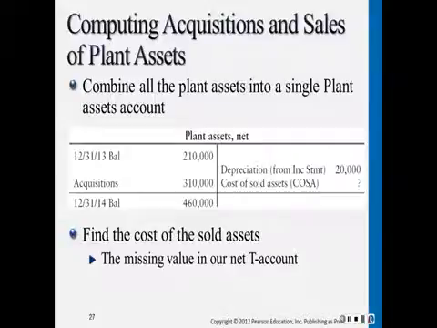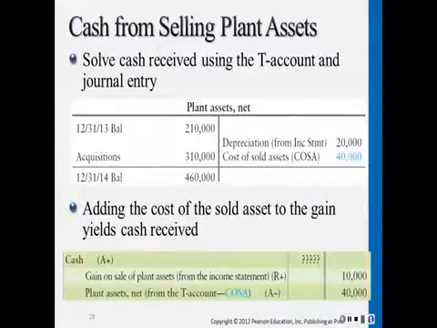First, let's look at the cost of the sold assets. This will be the missing value in our plant asset net T account. Cash received from selling plant assets can be computed by using the journal entry approach. The $40,000 book value comes from the plant assets net account on the balance sheet. The gain or loss comes from the net income statement. The missing amount must be the cash received from the sale.